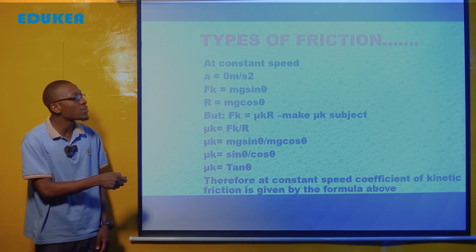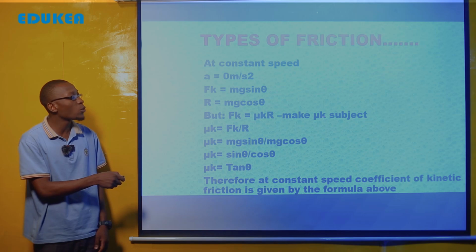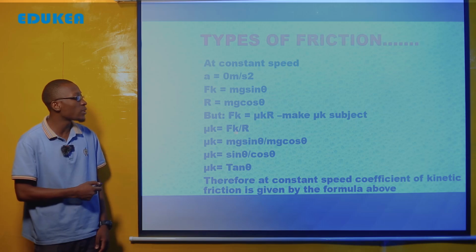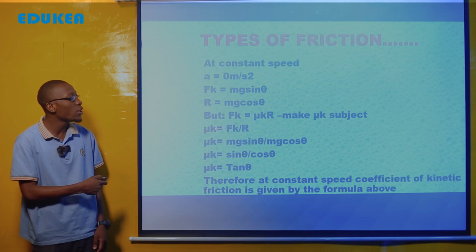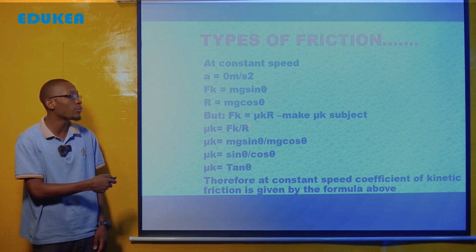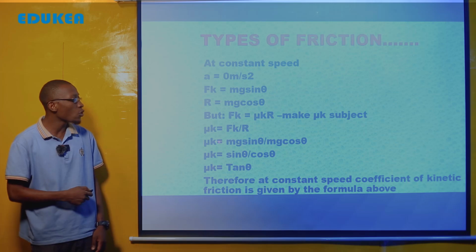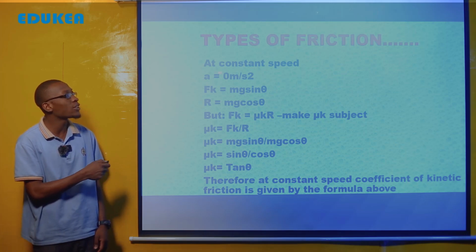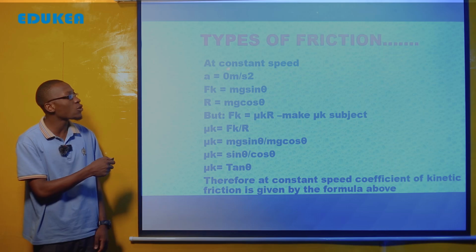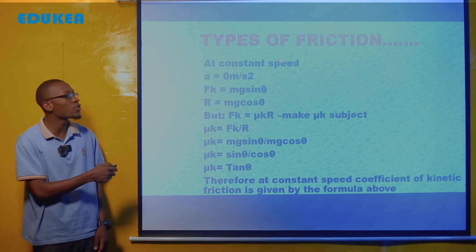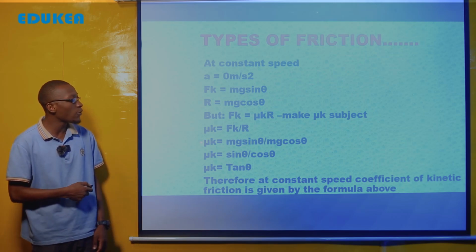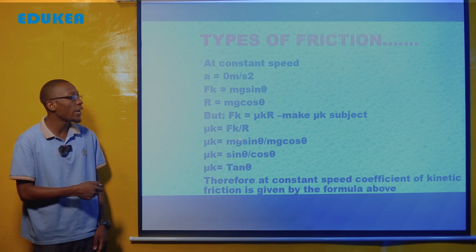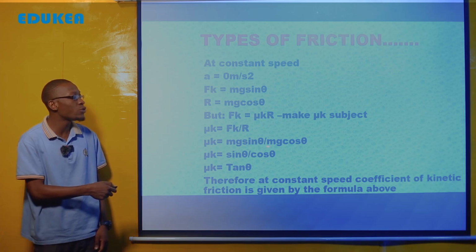We make mu k the subject. Once we make mu k, the coefficient of kinetic motion, the subject, what do we get? We get that the coefficient of kinetic motion is equal to the frictional force divided by the normal reaction. Due to the constant speed, acceleration is equal to 0, because the change of velocity is 0, divided by time, we get 0. So the coefficient of dynamic friction is equal to mg sin theta divided by mg cos theta.